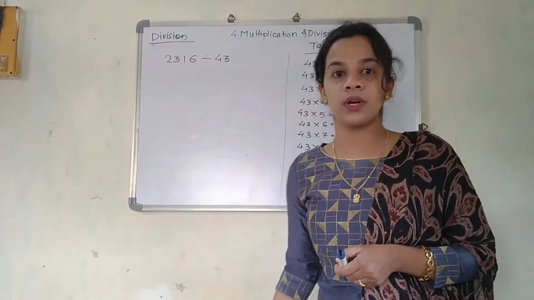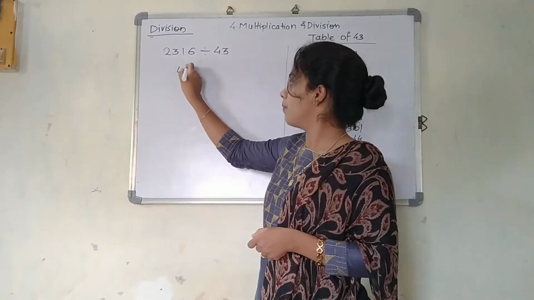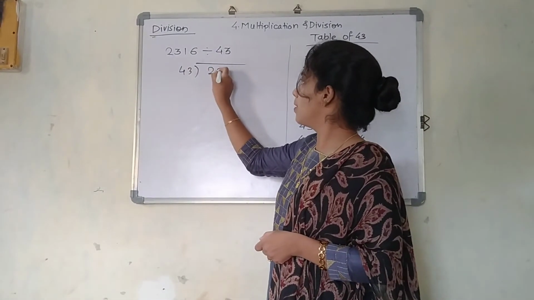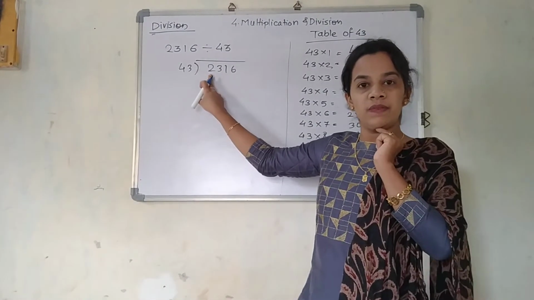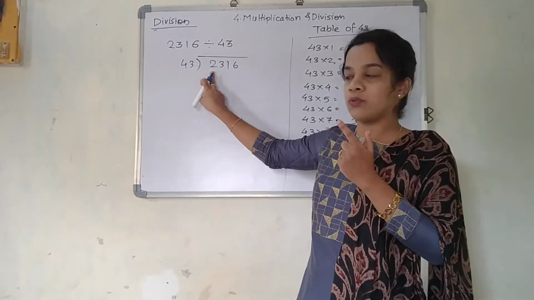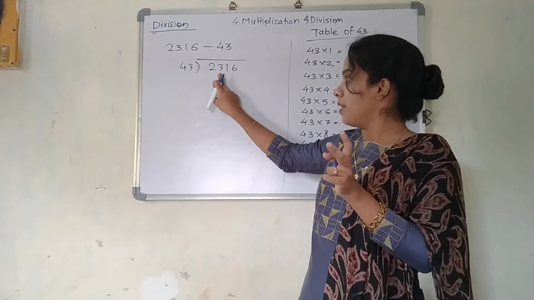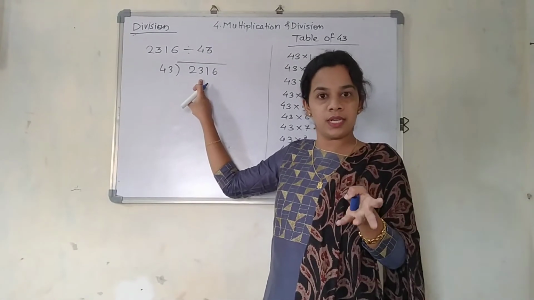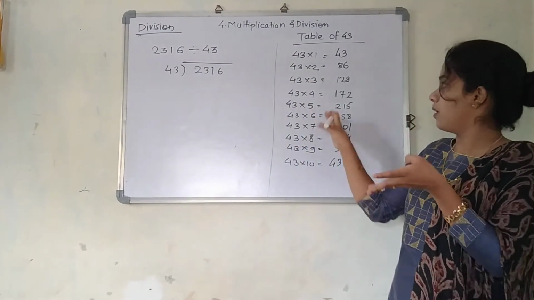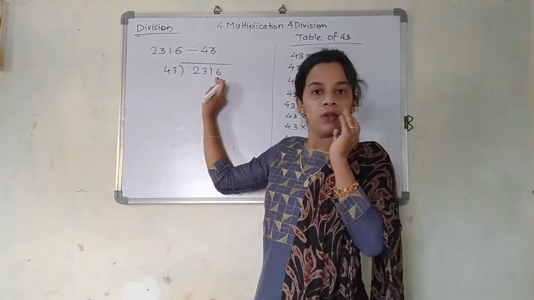So I am going to start with my calculation. I am going to write 43 over here, and 2316 over here. Now basically I am going to see the first number. Is 2 divisible by 43? Not divisible. So I am going to focus on these two numbers, 23. Is 23 divisible by 43? Or is 23 coming in the 43 table? You can see over here. Is 23 coming over here? No.